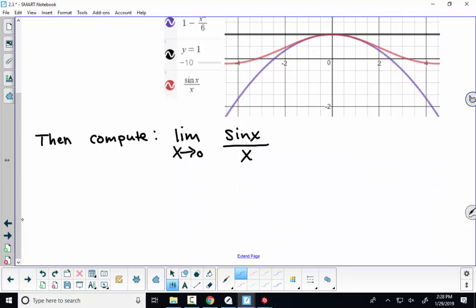That's going to allow us to compute this limit. So based on the inequality, what is our limit equal to? We can't evaluate it directly, notice. There's no way to get that x out of the denominator.